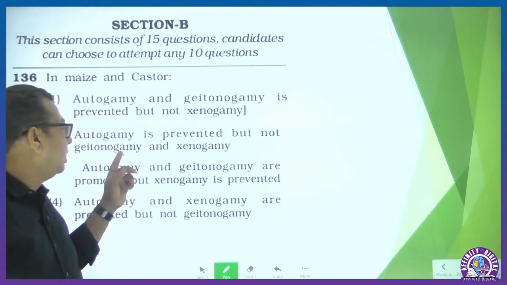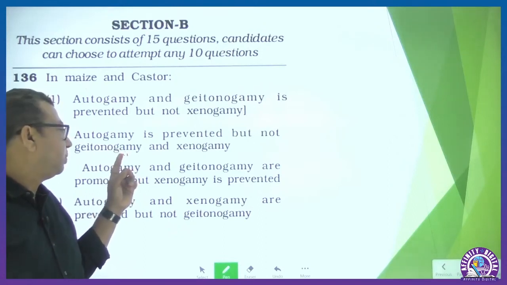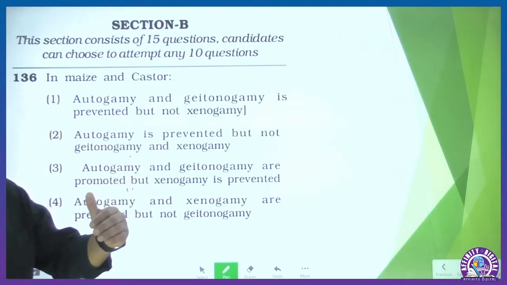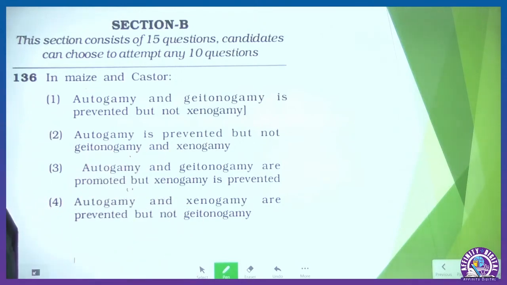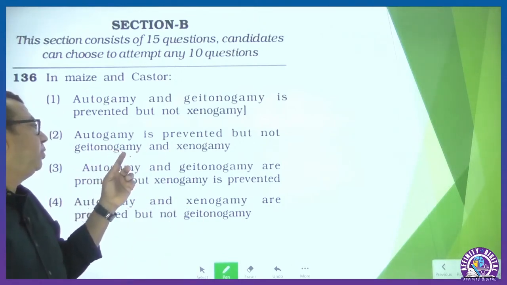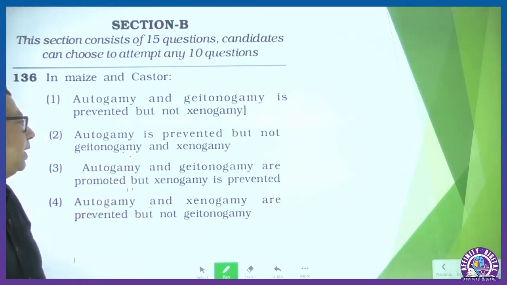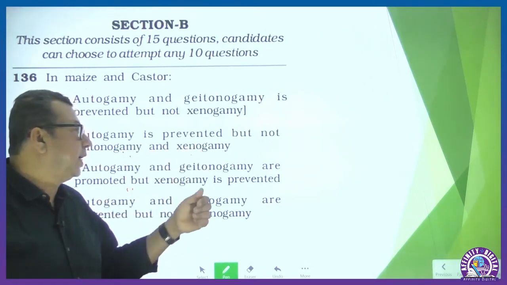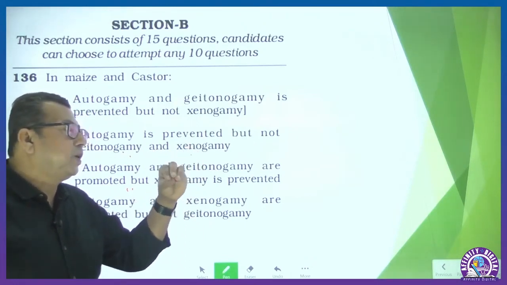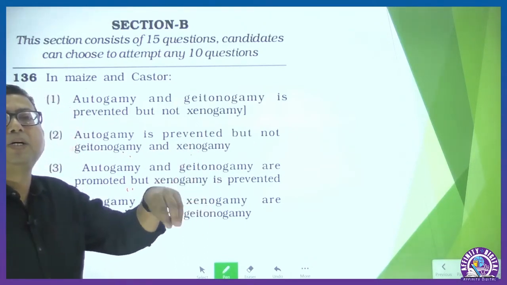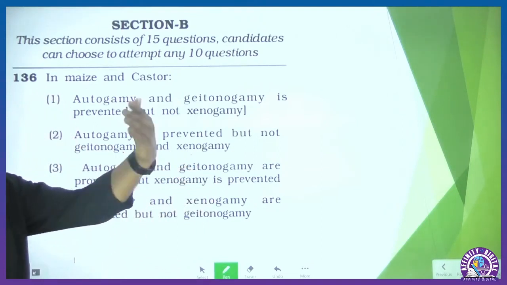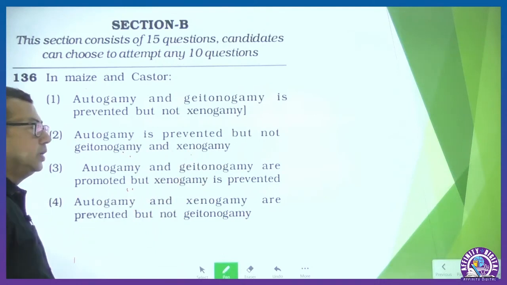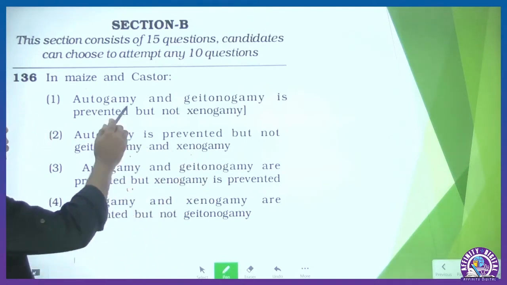What is the meaning of geitonogamy? Transfer of pollen grain from the anther of a flower to the stigma of another flower located in the same plant. That means pollination occurring between two flowers of the same plant. This is called geitonogamy. And xenogamy, in nature mostly xenogamy occurs. So what is xenogamy? Transfer of pollen grain from the anther of a flower to the stigma of another flower located in a separate plant. That is called xenogamy, and nature favors xenogamy. Okay, children, so what is autogamy?